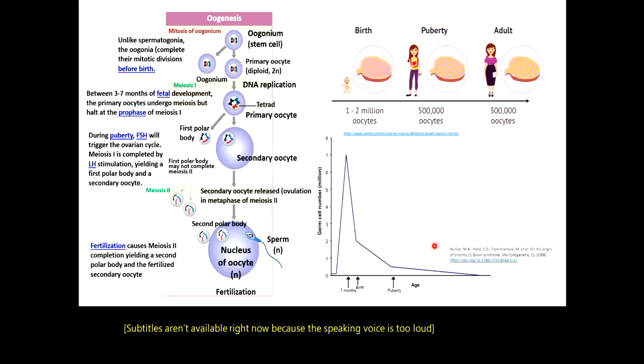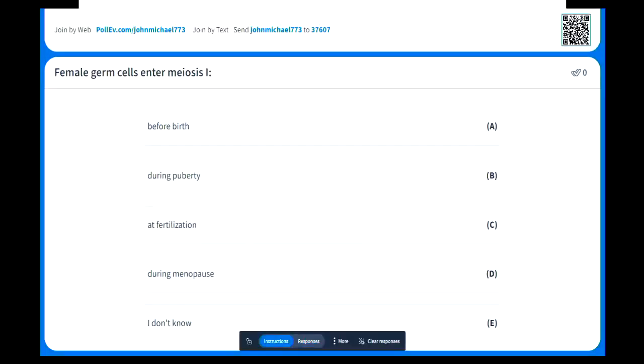If there are no questions from you, I'll ask a question to make sure that most of you know what I'm talking about. So the female germ cells enter meiosis 1 before birth, during puberty, at fertilization, during menopause. You can turn to your neighbors or your helpful TAs and they'll guide you. When did the female germ cells enter meiosis 1?